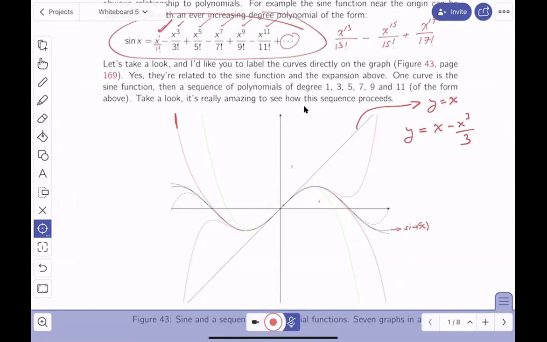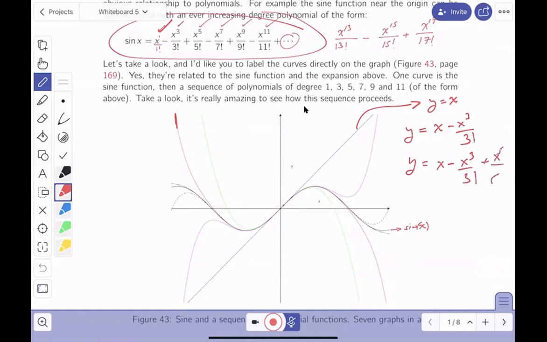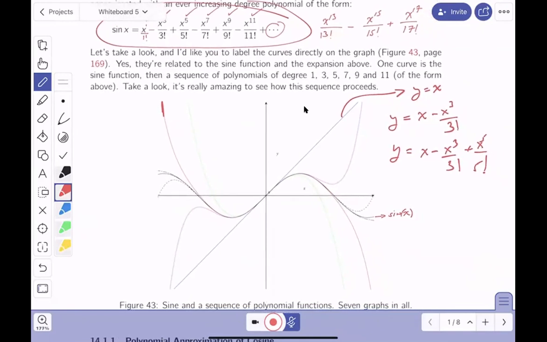All right, what's the next one? Fifth degree polynomial. Boy, they're getting tough, aren't they? So the next one's going to be y equals x minus x cubed over 3 factorial, plus x to the fifth over 5 factorial. By the way, the machine drew this, so that makes it a little bit easier for me to deal with. So I'm looking for that fifth degree polynomial, right? I know it's tough. I'm going to say it looks like that purplish curve over here.